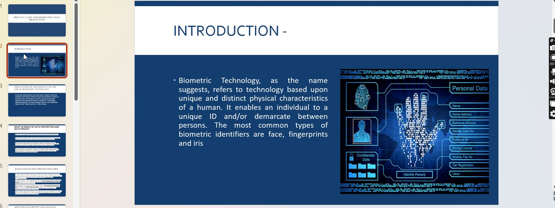In the introduction, we will see how biometric technology is used nowadays. Biometric technology is being used everywhere. So why are we using this? It is necessary for security purposes. But there are some conditions where we see a person's privacy is affected in this biometric technology.